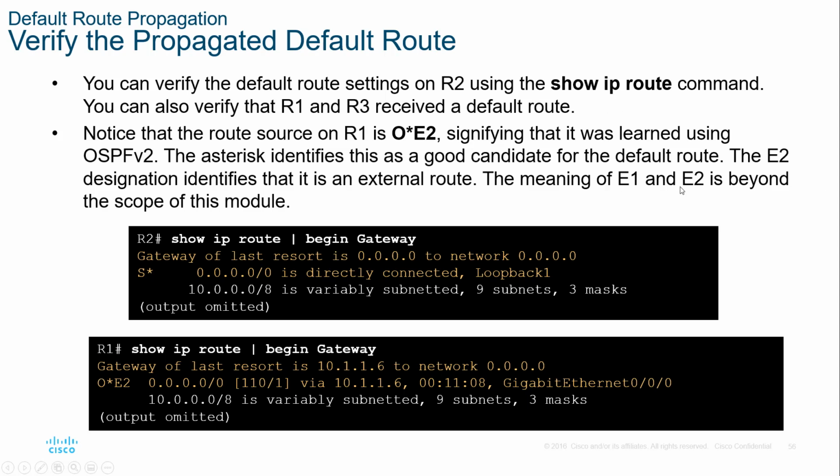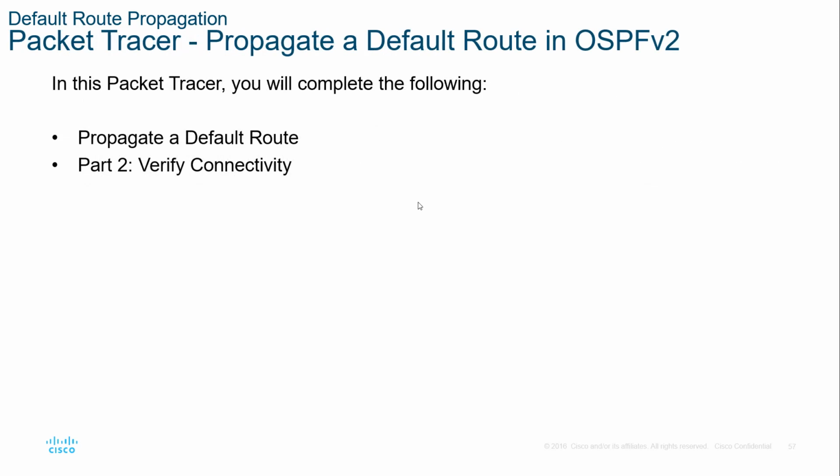E1 and E2 is beyond the scope of this module because again this is a higher level routing concept, but for our understanding it's basically just stating send to router 2, because router 2 is propagating that default route. We do have a lab covering default route propagation.